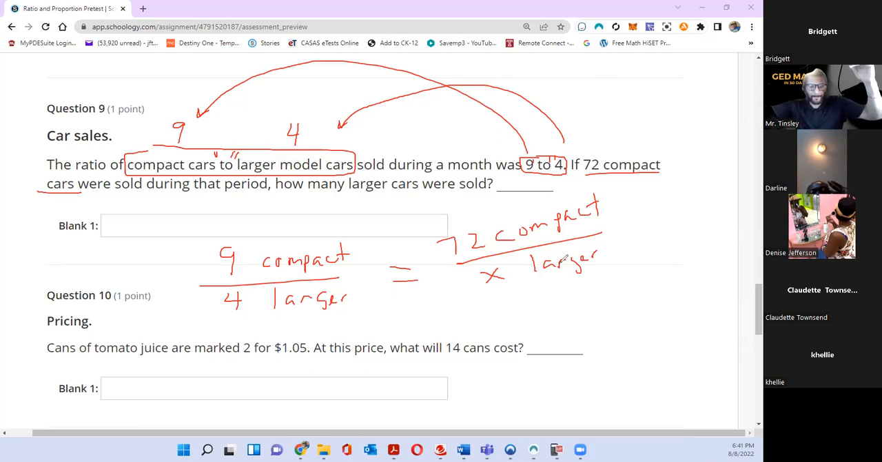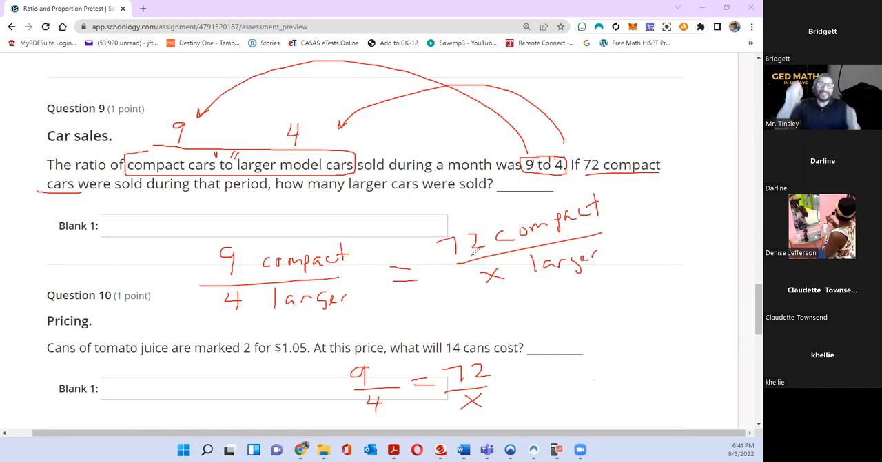Everybody understand that? So this is why I wrote the text compact and larger. If you're doing a computation, you're not going to write those words. You're just going to write 9/4 is equal to 72/x. But I wrote the words compact and larger so you can see how to set it up on the right side of the equation. You must have like terms on both sides. So if I got compact on the top on the left, I need compact on the top on the right.